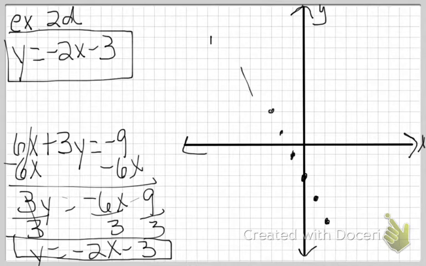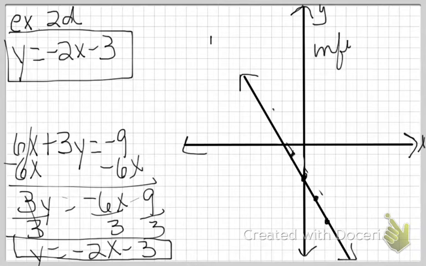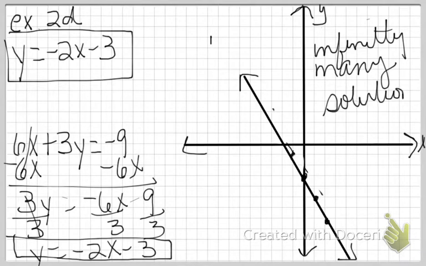As you will see, they're the exact same line. So the answer is not going to be infinitely many solutions. It's every single point that lands on the line. It's this point, this point, this point, this point. It's all the points that land on the line. So the way to say that is infinitely many solutions.